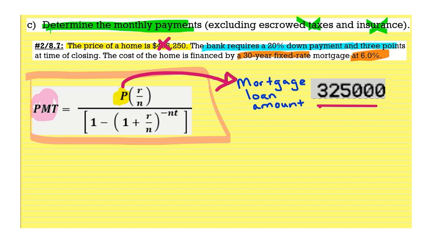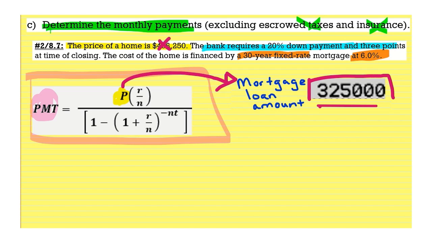So don't make that mistake of thinking that the overall cost or price of the house is what goes in this formula. It is not. It's only the amount that you are going to borrow. We were borrowing from the bank $325,000, and that is our principal loan amount. So that number will go in that position.